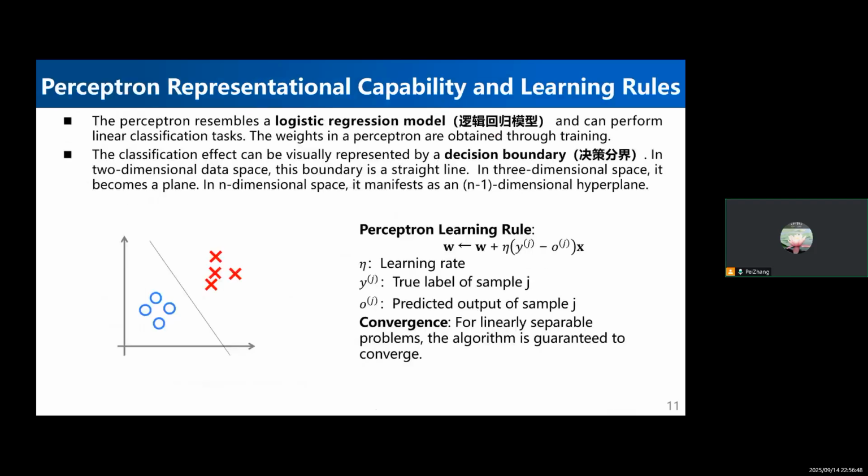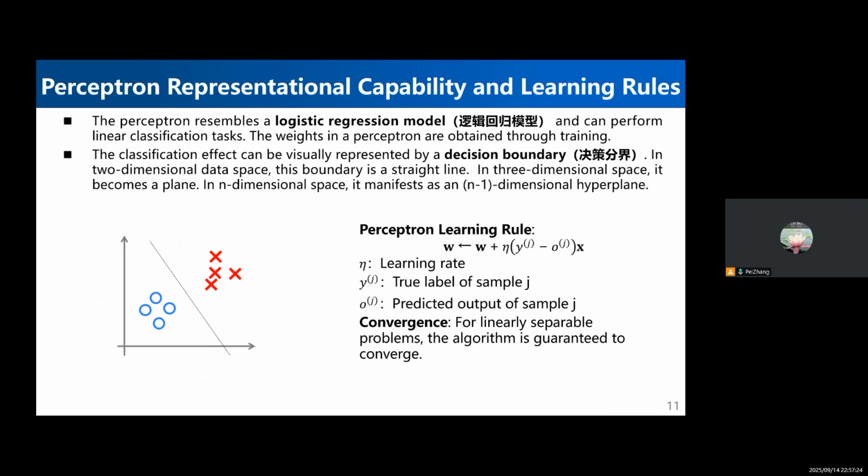The perceptron resembles a logistic regression model and can perform linear classification tasks. The weights in a perceptron are obtained through training. The classification effect can be visually represented by a decision boundary. In two-dimensional data space, this boundary is a straight line. In three-dimensional space, it becomes a plane. In n-dimensional space, it generalizes to an (n-1)-dimensional hyperplane.